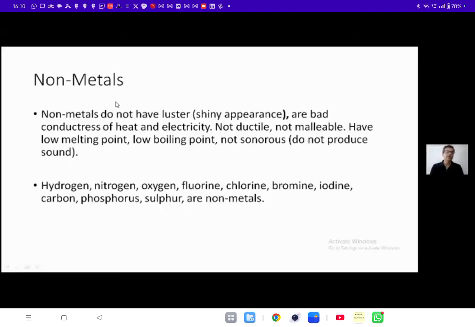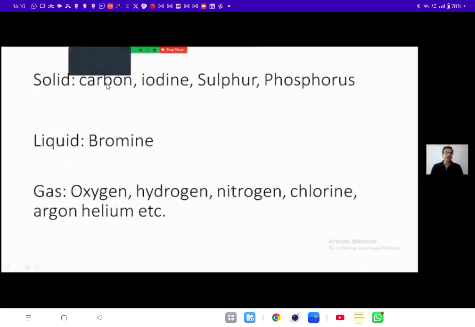Now among these non-metals, there are only 4 in solid form: carbon, iodine, sulfur and phosphorus. All of them we have seen in that video. Udita was showing the sample of yellow powder, iodine, which was becoming fumes, and then carbon: diamond, coal, graphite, all are carbon. And phosphorus was there on the side of the matchboxes.